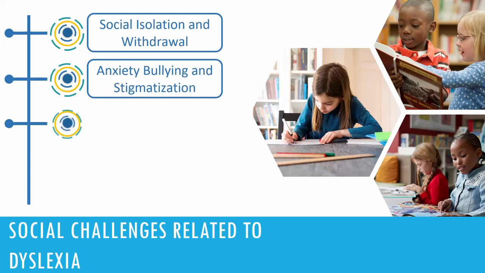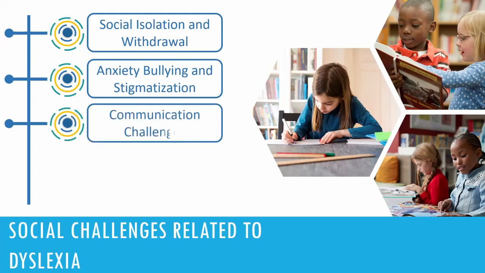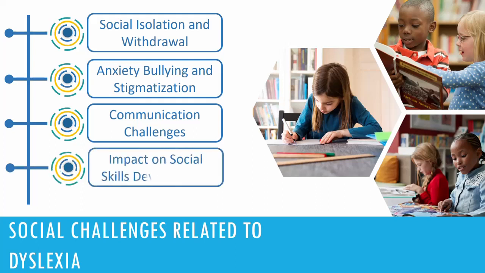Communication challenges. The struggles with language skills can sometimes impact verbal communication, making it challenging to articulate thoughts clearly. This can affect social interactions and the ability to form and maintain friendships. Impact on social skills development. The combination of academic struggles and potential social isolation can affect the overall development of social skills. Opportunities to engage in typical peer interactions, which are critical for social development, might be limited.